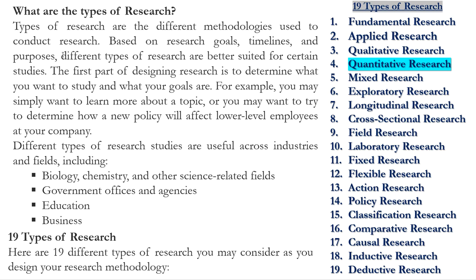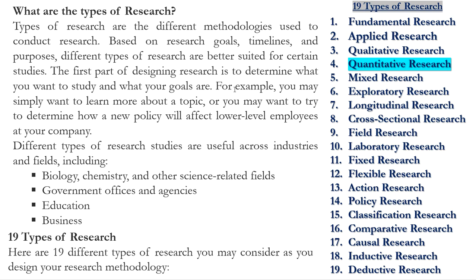Research is generally categorized into several types of research papers. Those are fundamental research, generally called basic research, applied research, and qualitative research. The previous three types of research videos are already available, so kindly check them in the description box. Right now we discuss quantitative research: what is meant by quantitative research, how it is used, and what the advantages and disadvantages of quantitative research are.